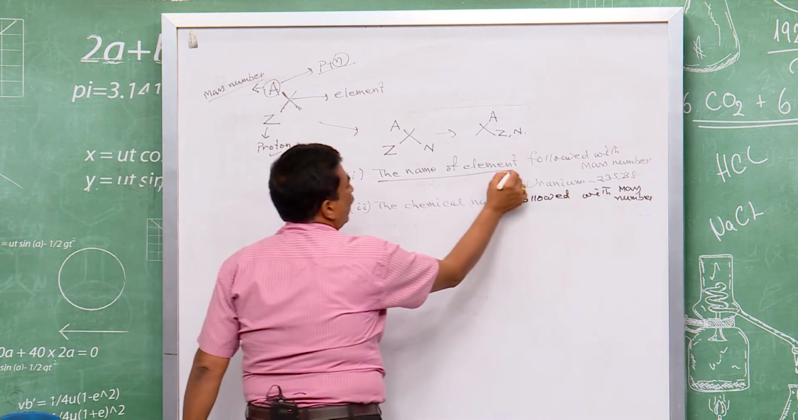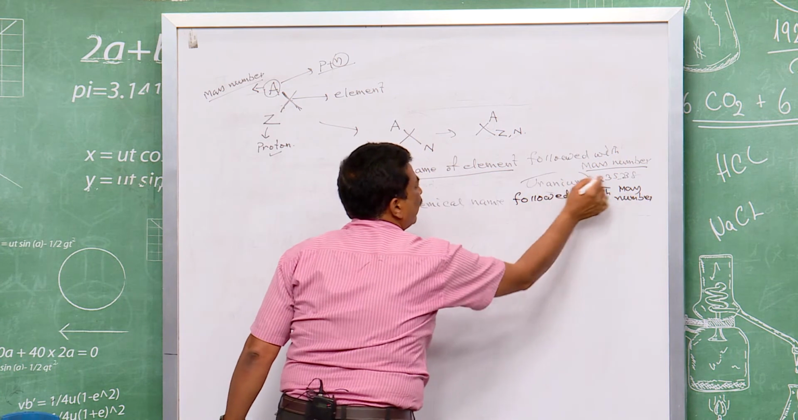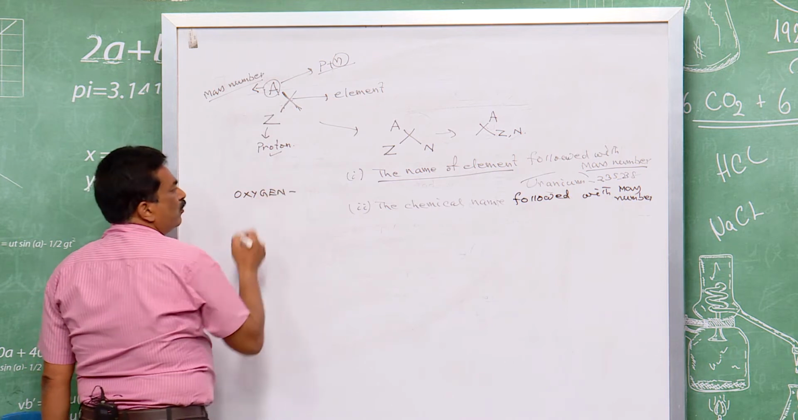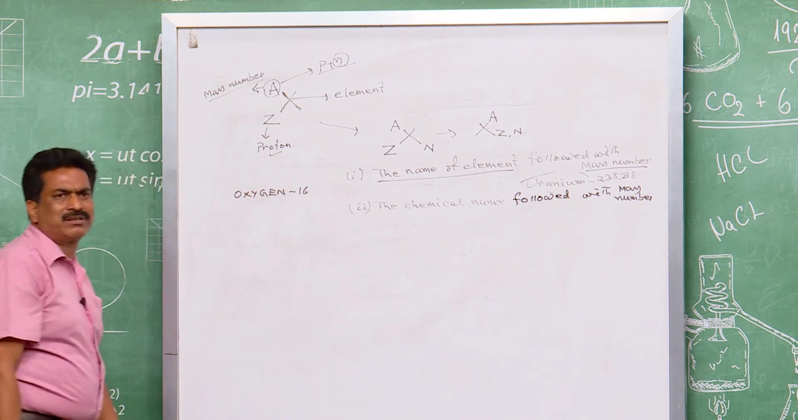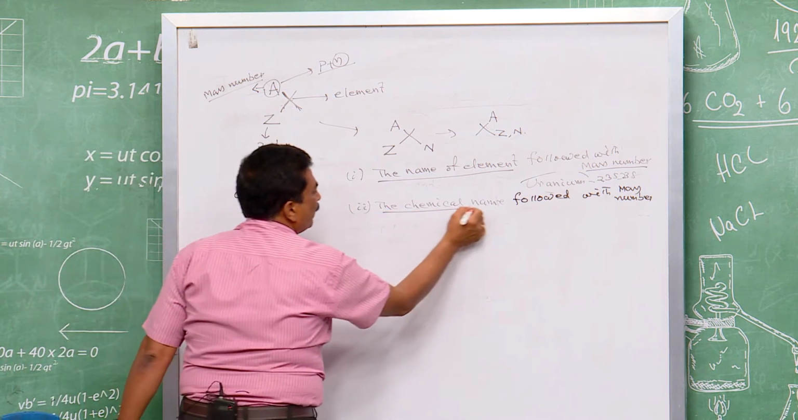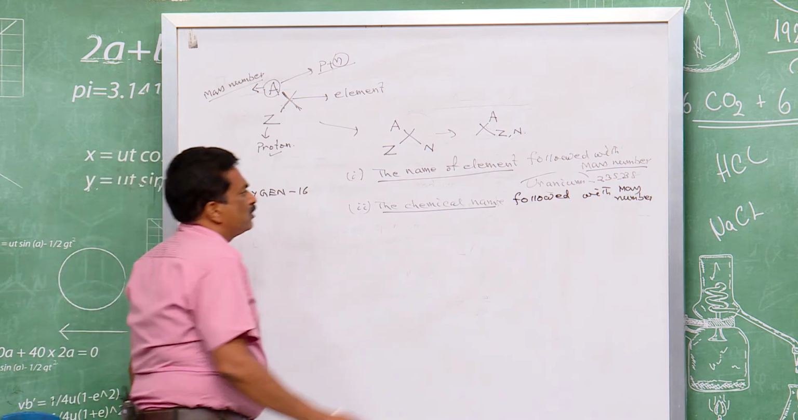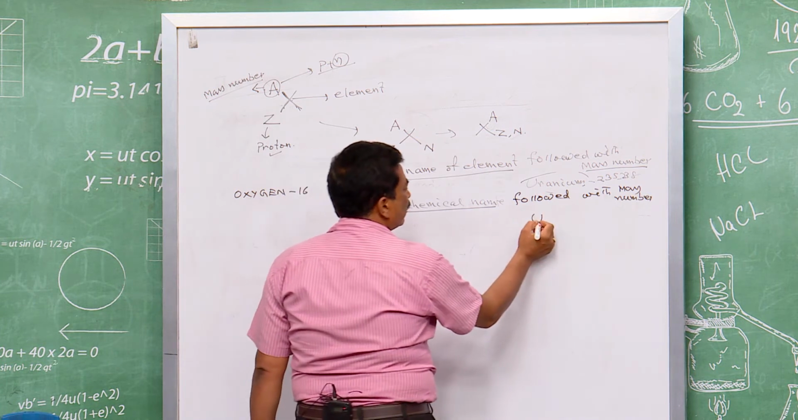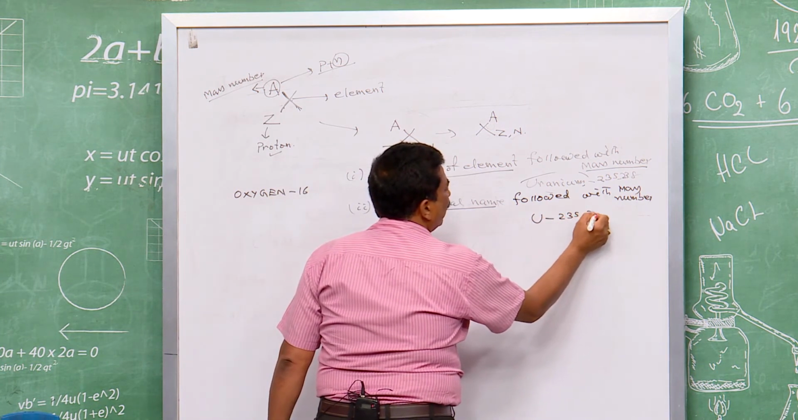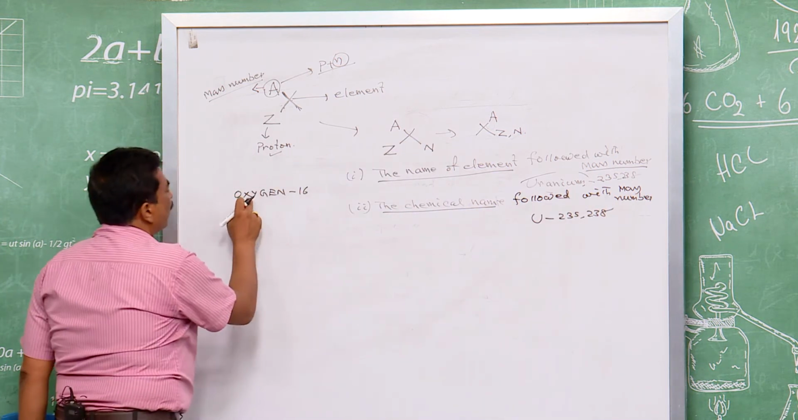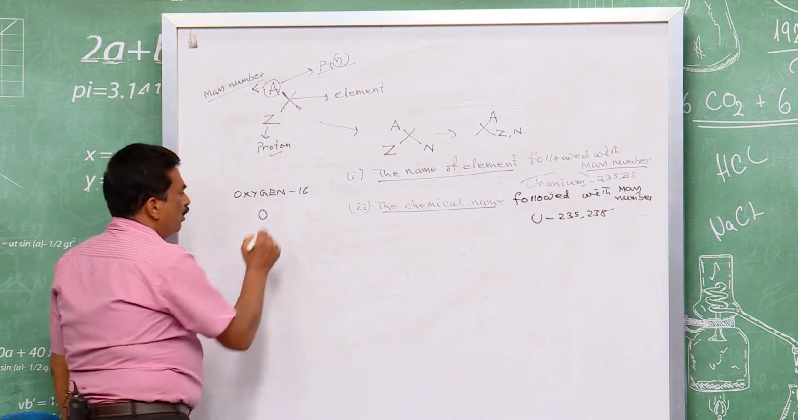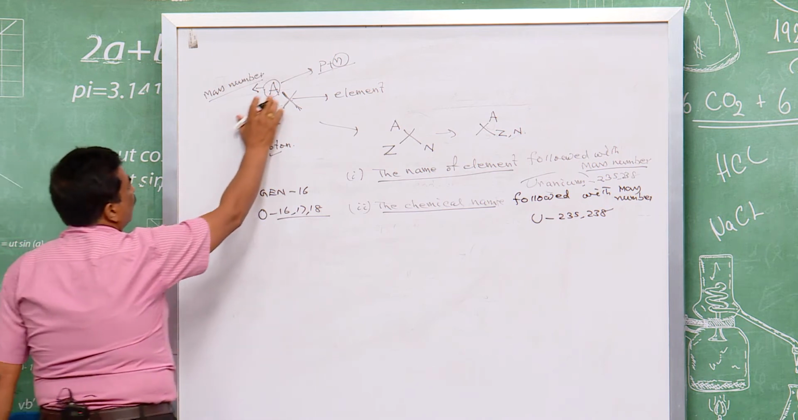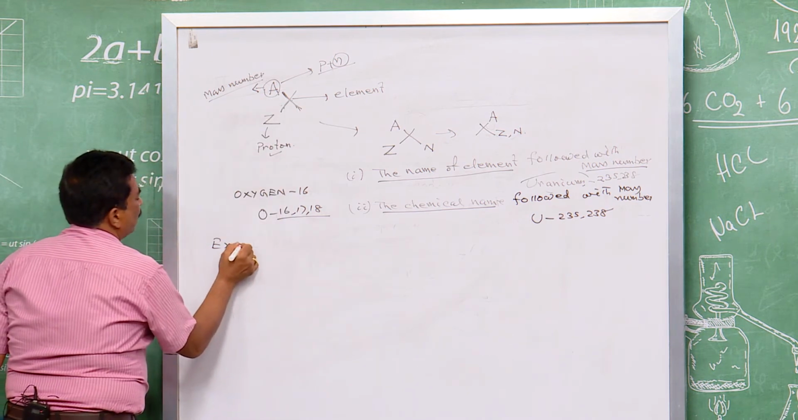So, one is the name of the element followed by the mass number, if the element is uranium, 235, or if you say oxygen with its mass number of 16 or 15 or 17 or 18. Similarly, the chemical symbol followed by the number. For uranium, the chemical symbol is U with 235 or 238. Suppose for oxygen, you can say O with 16 or 17 or 18. So, after knowing this, let us go for an example.